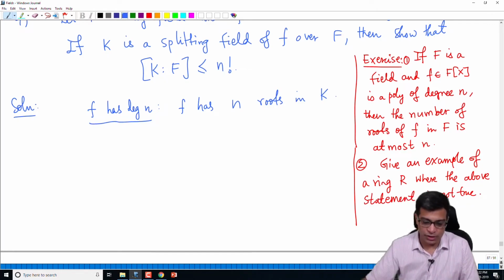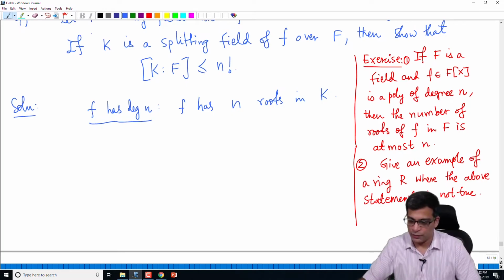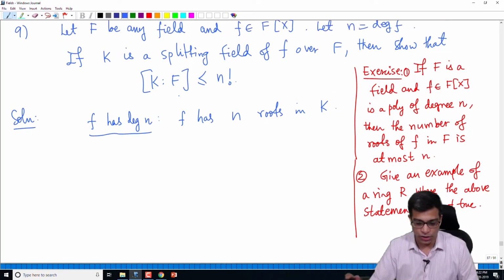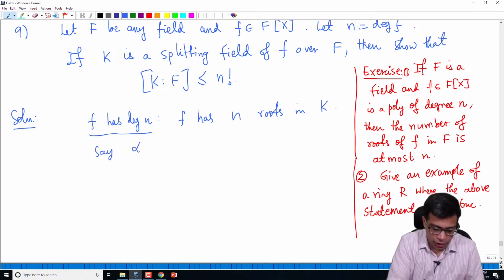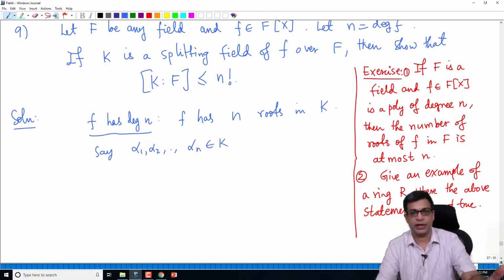So now coming back to this exercise, we are in the case of a field, so it can have at most n roots. Degree is n, suppose it has n roots in K. Okay, so let's say alpha 1, alpha 2, up to alpha n, because it splits completely in capital K, right?